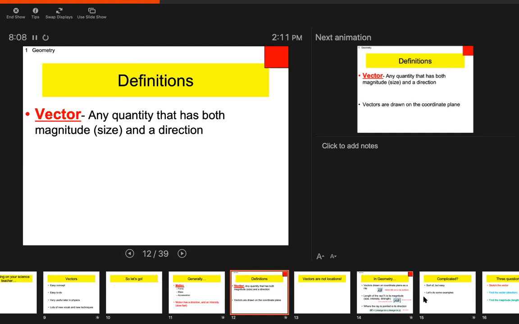So vectors are going to have, till you get to college and you have 3 dimensions, but for 2 dimensions, right? Vectors are going to have 2 numbers.